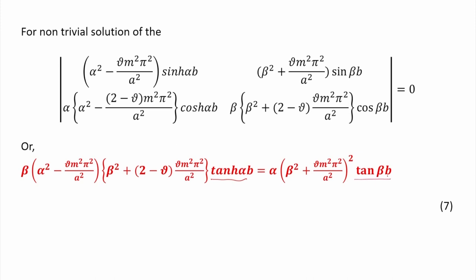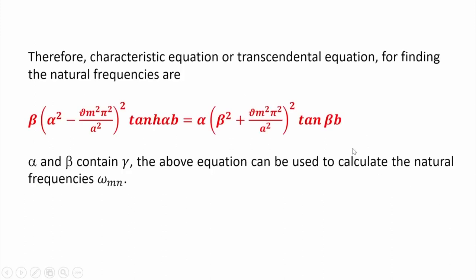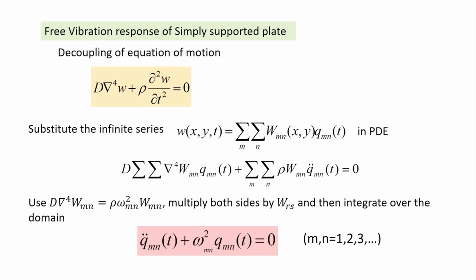So here you will get infinite number of values of alpha and beta. When you combine this alpha and beta with this gamma, that is the factor taken for natural frequency, then we can find the natural frequency. So this is solved: alpha beta contains gamma, so therefore natural frequency is calculated once we can find out this alpha and beta.